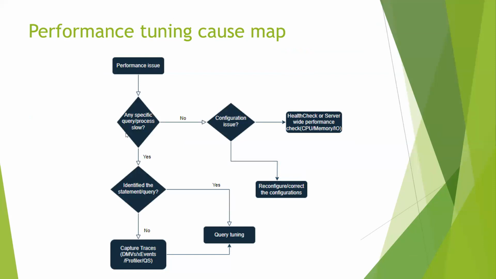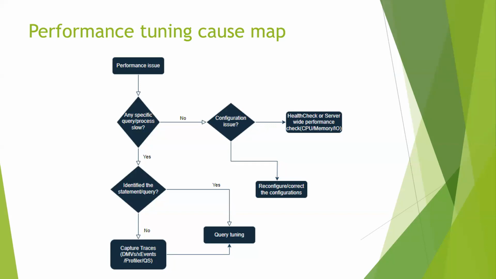Right. So, okay, this is the high level cause map that I have created. Let's say whenever there is a performance issue, right? So if there is a performance issue, we divide performance issues into two types. One is query performance, second one is server-wide performance. So server performance can be anything, right? Either it could be CPU, memory, IO, whatever, the entire server level performance issue.